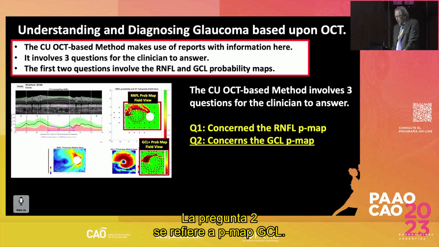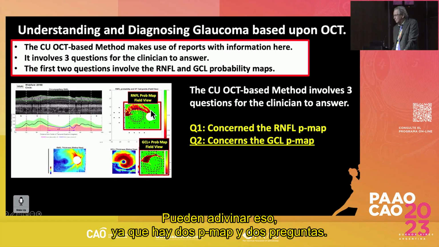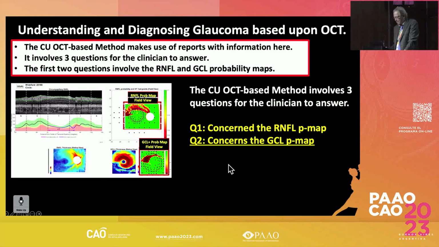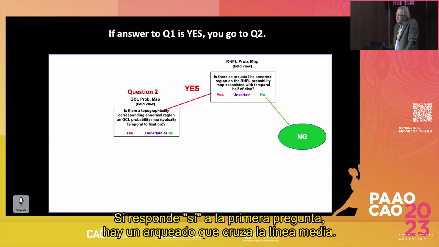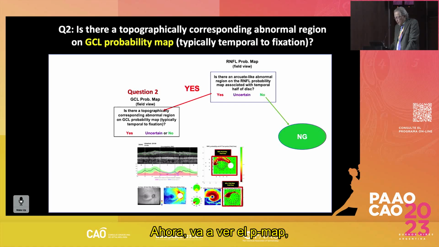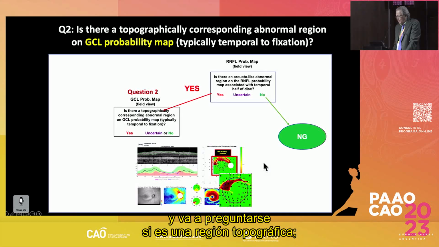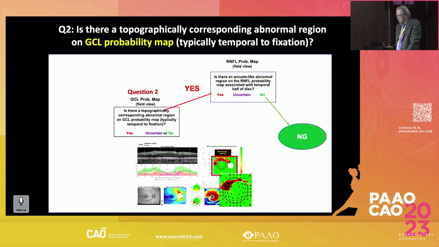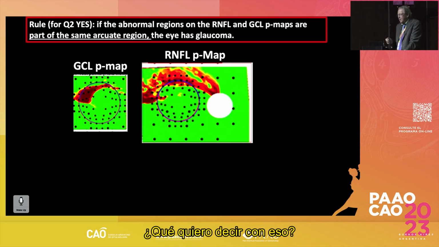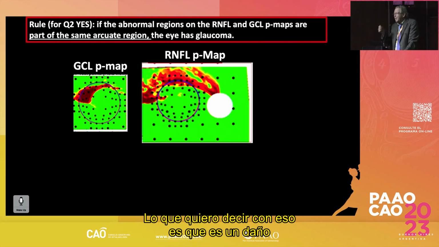Question 2 now concerns the ganglion cell probability map. You might have guessed that since there are 2 probability maps and 2 questions here. Okay, so let's blow that up. What are we looking for? If you say yes to the first question, so you've got an arcuate that crosses the midline, now you're going to look at the probability map and ask whether there's a topographically, meaning spatially, corresponding region. What I mean by that is the damage is in the same arcuate region.